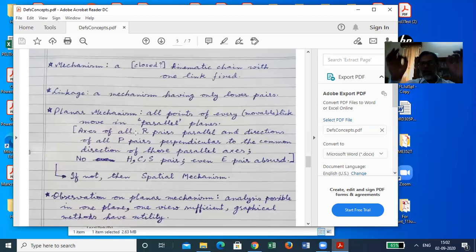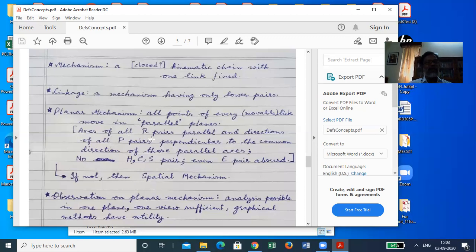Fine. So all the revolute pairs will have their axes parallel, and the direction of all the prismatic pairs will be in a plane or in a parallel plane. That is, the directions will all be perpendicular to this common direction of the parallel axes, and that is how all points will move in parallel planes. Fine. And more special, only R and P pairs were pointed out here. Other lower pairs will not be possible.